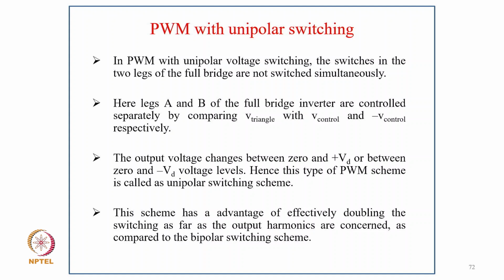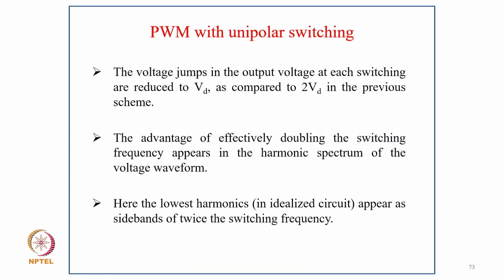Hence this type of PWM scheme is called a unipolar switching scheme, and this scheme has the advantage of effectively doubling the switching frequency as far as the output harmonics are concerned, as compared to the bipolar switching scheme. Typically the voltage jumps in the output voltage at each switching are reduced to Vd, as compared to 2 Vd in the previous scheme.